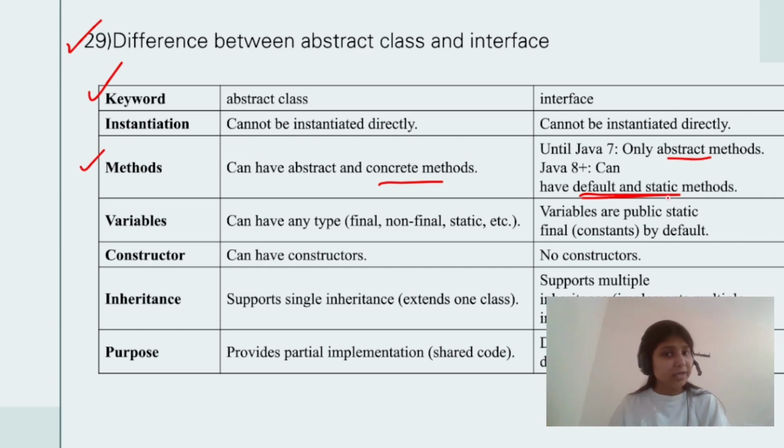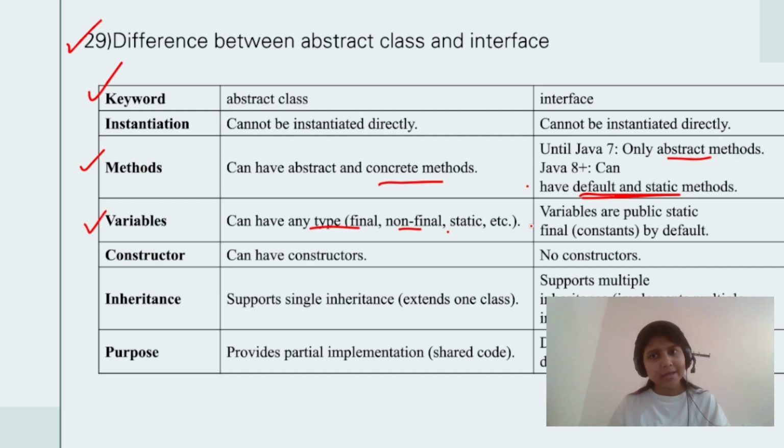So it will give you an error if you are using Java version 7 or 6 or whatever. If you are using Java 8 or above, you won't get any error, meaning you can use default and static methods. Moving on to our next point, variables: they can have any type of variables like final, non-final, static, etc.